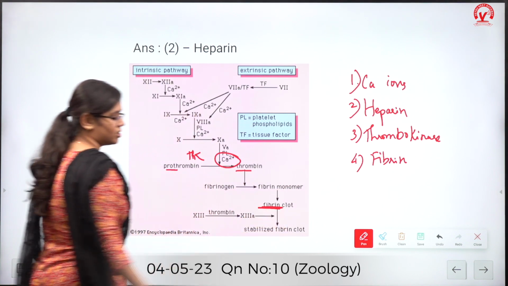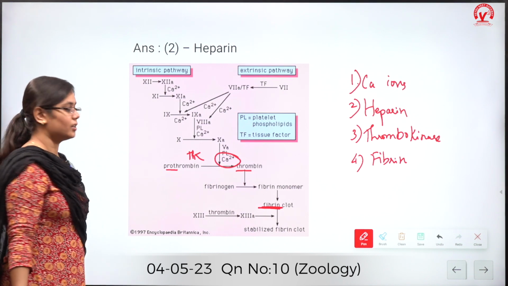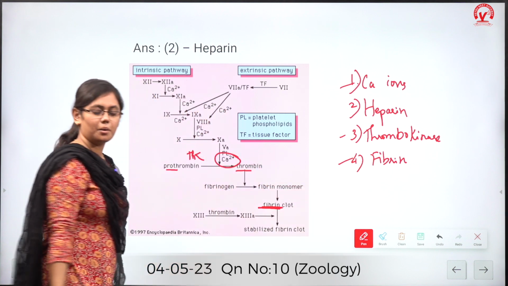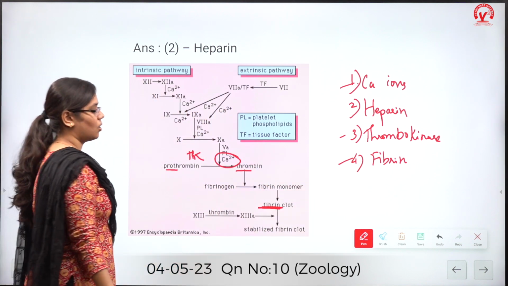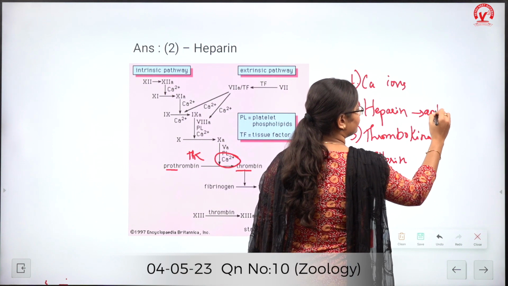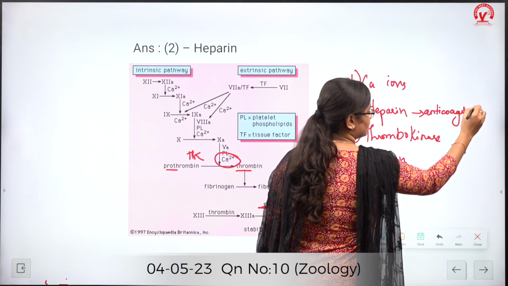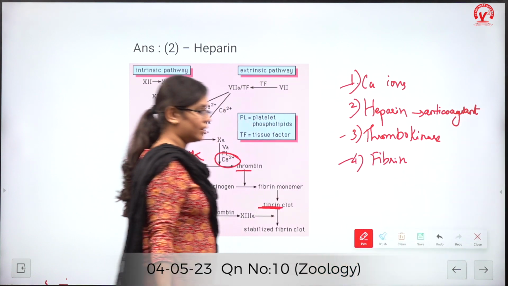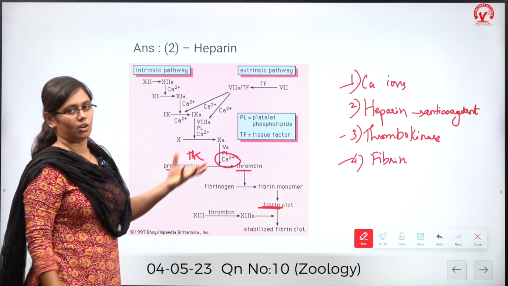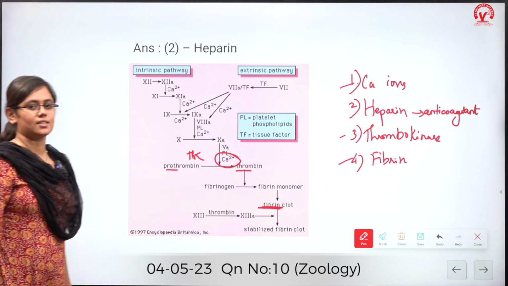Coming to the fourth option, fibrin. Fibrin helps in formation of the fibrin clot. The final fibrin clot is formed. So these three are involved in clotting mechanism, but heparin is not involved because heparin is an anticoagulant. It prevents clotting. It is against clotting. So option 2, heparin is the correct answer.